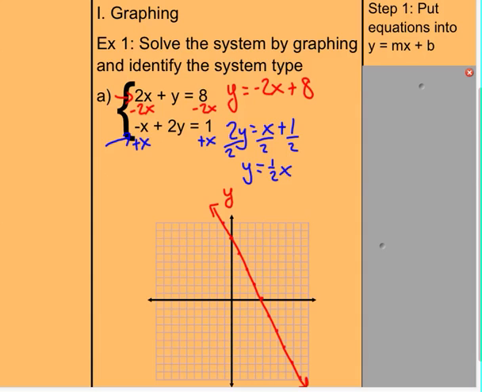If you're not sure where that 1/2 came from, remember anytime you see an x all by itself, it's really being multiplied by a 1. So I just kind of pulled a 1 out so we can see the slope a little bit easier. And my y-intercept is 1/2, so that's going to make it a little bit harder to graph.